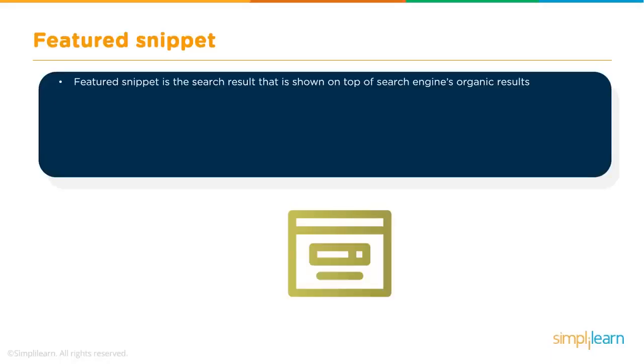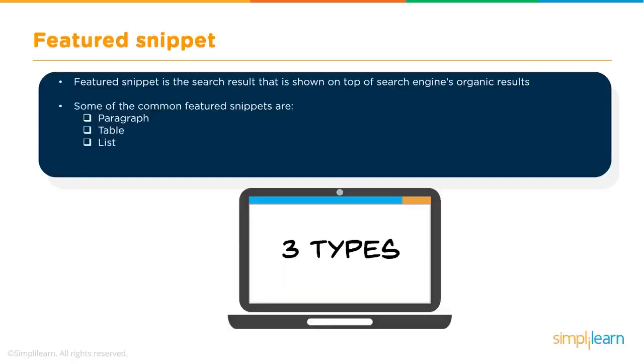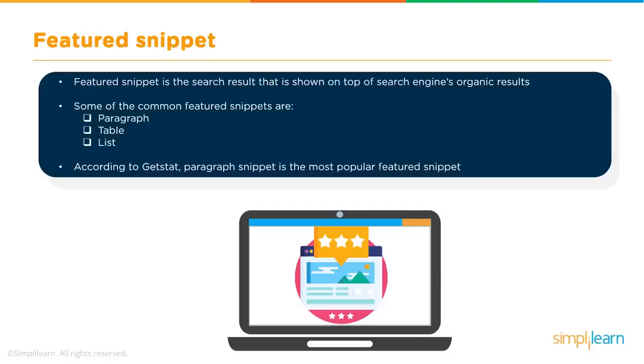So let's talk about featured snippets. A featured snippet is the search result that generally shows up at the top of the search engine organic results. It's informational content, and you'll see it above organic results, but you'll also see it below search advertising. Some common featured snippets you may see are in the form of a paragraph, a table, or a list. Paragraph snippets tend to be the most popular.